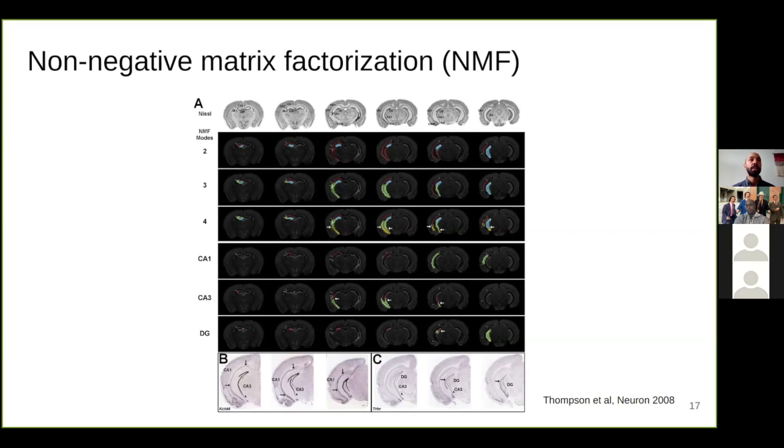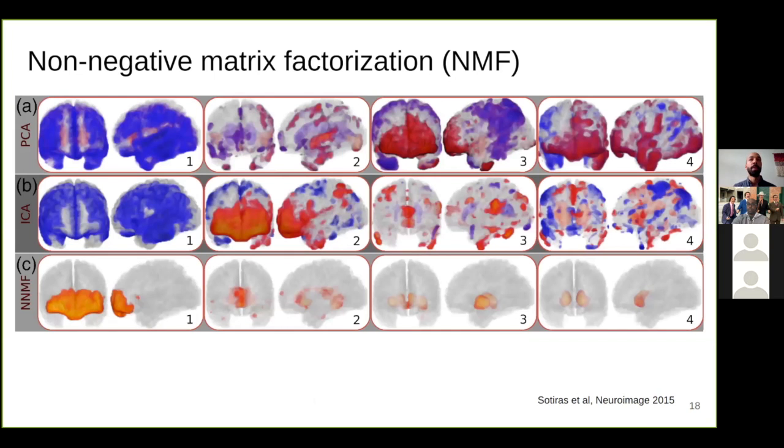project, is matrix factorization of genomic data in an animal model of the hippocampus, where the authors identified output hippocampal clusters showing similar genetic expression. More recently, there's some work by Satiris et al., which looked at matrix factorization in both animal and human data.